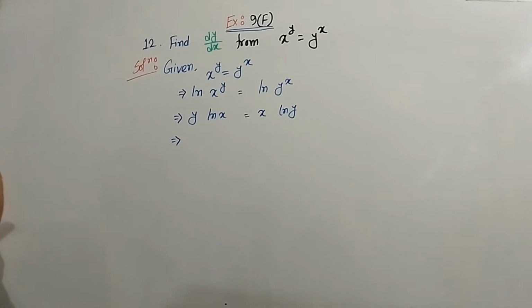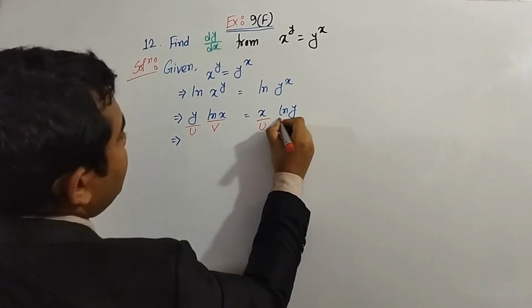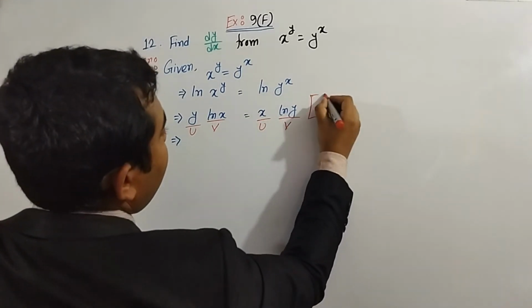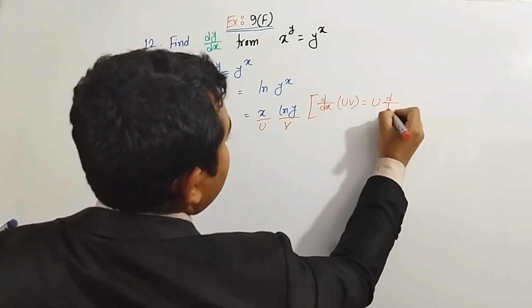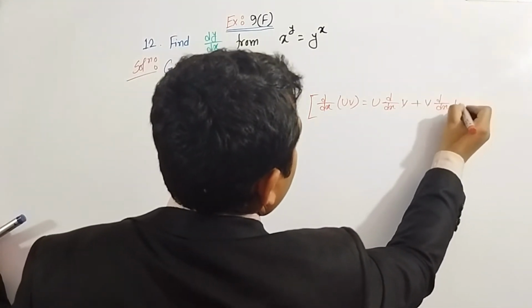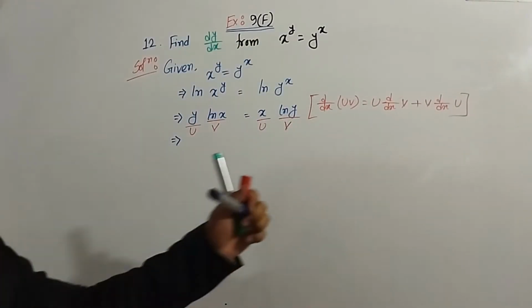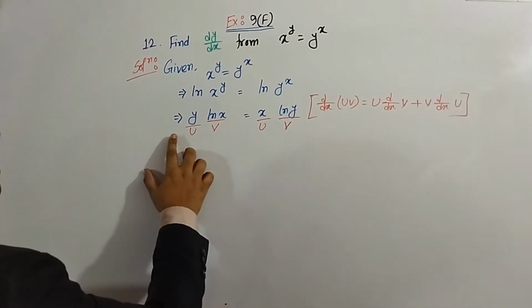Now we go for the differentiation of both sides with respect to x. If we differentiate with respect to x on both sides, we have to assume this as u and this as v. What is the formula for that? d/dx of uv should be u d/dx of v plus v d/dx of u. We have a formula like this, and we'll use that formula here.